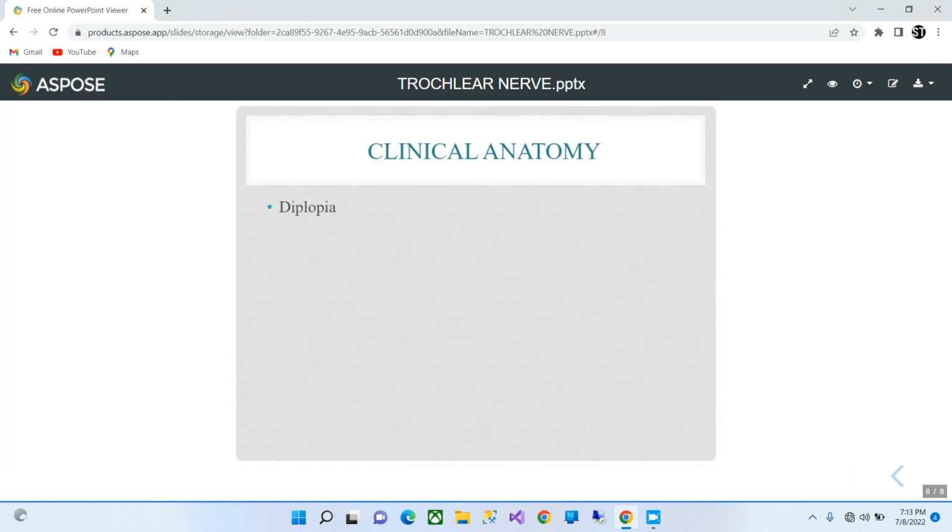Then we see about the clinical anatomy. When the trochlear nerve is damaged, diplopia occurs. Diplopia means double vision. And also the paralysis of the trochlear nerve results in defective depression of the adducted eye and also diplopia.